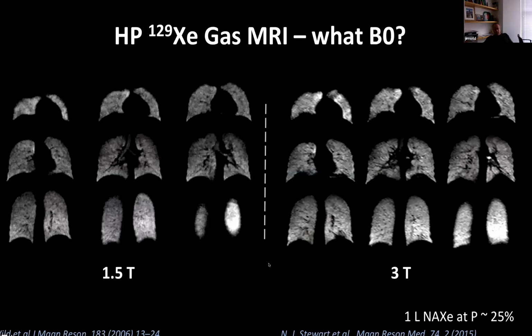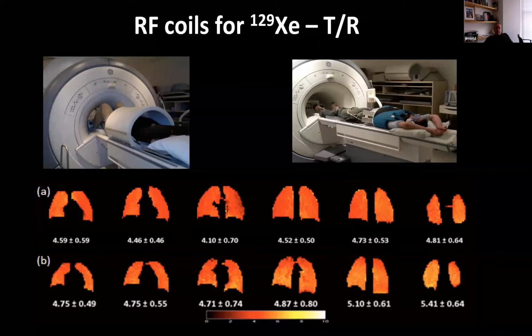Because the magnetisation is largely coming from the laser rather than the scanner, we can image at different field strengths. So here's just some comparison of lung ventilation images with xenon at the two clinical field strengths of 1.5 and 3T. It shows you that it's feasible at both field strengths. We also need additional coils just from a practical perspective.